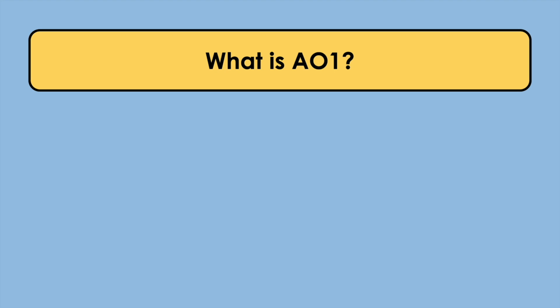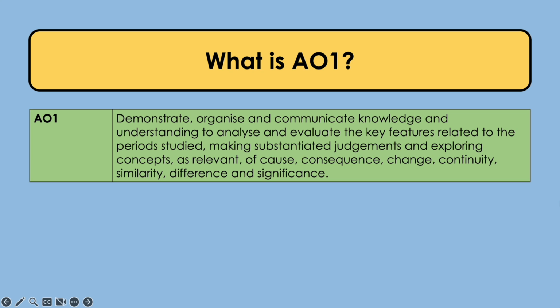Paper 1 is your breadth option, Paper 2 is your depth option, Paper 3 is your breadth and depth option, and then your coursework is on either a topic that's been chosen by you or has been chosen by your centre. So what is AO1 for Edexcel?